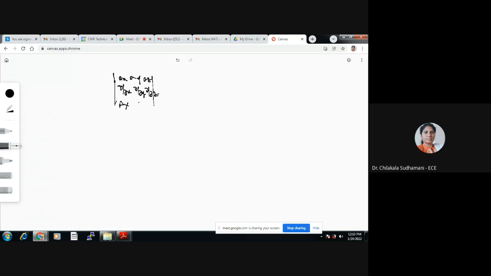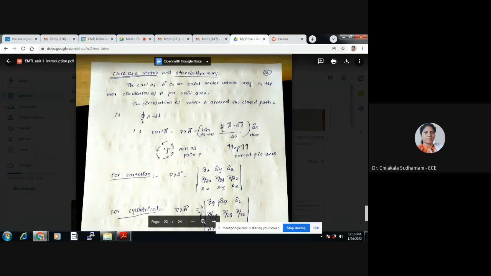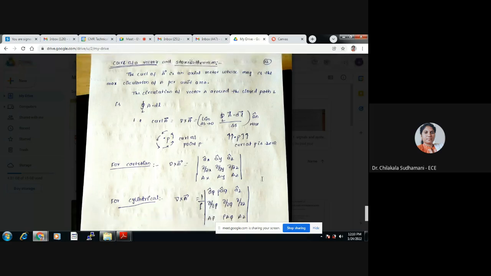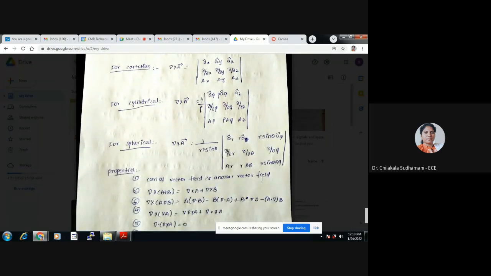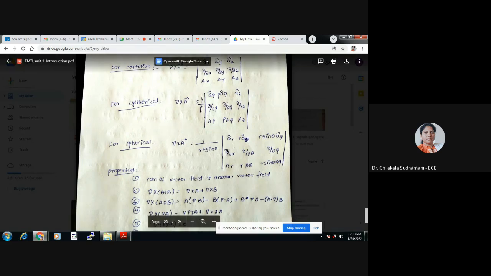Ax, Ay and Az. This gives del cross A bar, that is the curl operation of a vector. This is the formula used to calculate the determinant, which gives the curl of a vector A bar in the rectangular coordinate system. Similarly, the curl operation of a vector in the cylindrical coordinate system is 1 by rho times of, this is the formula. And for the spherical coordinate system, 1 by r square sin theta times this one.